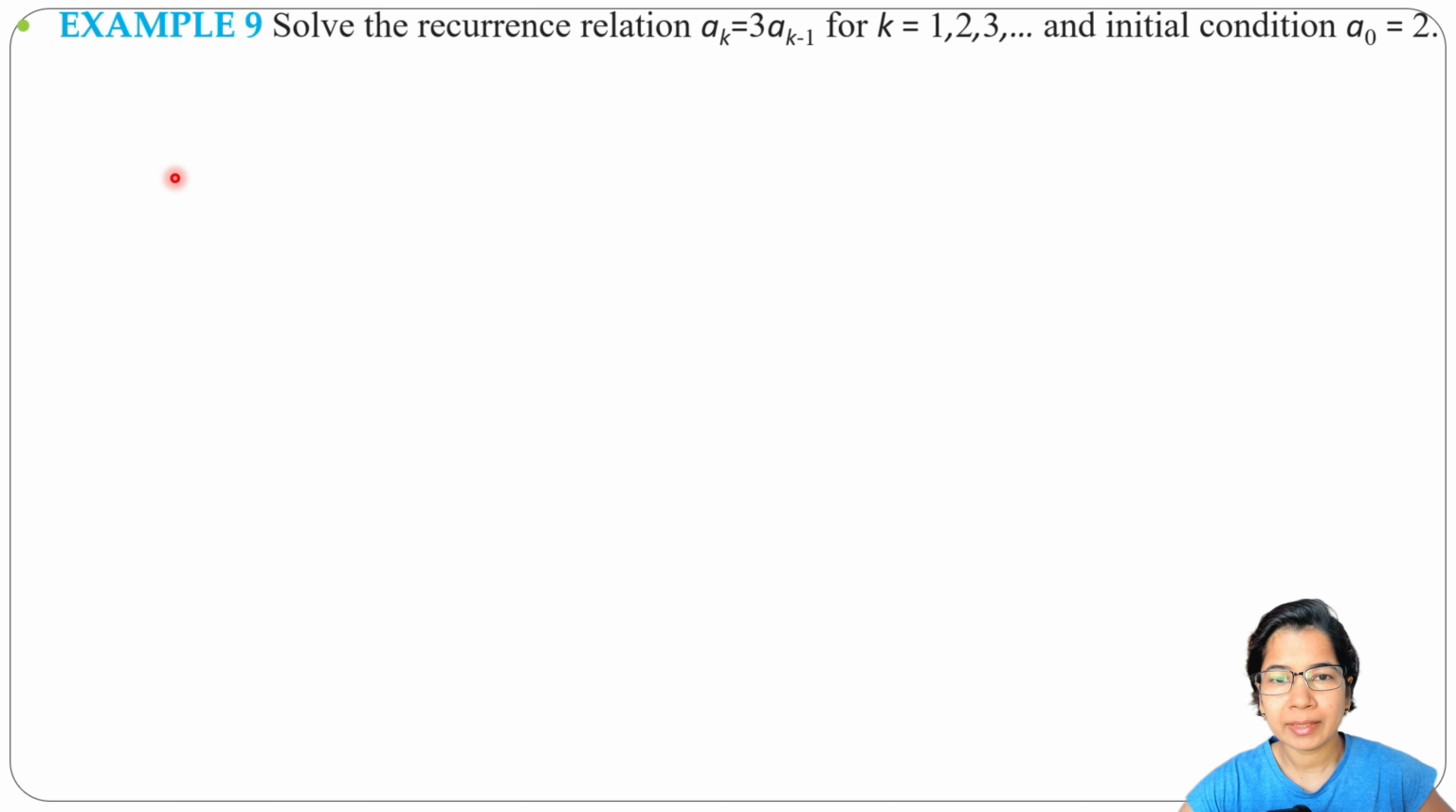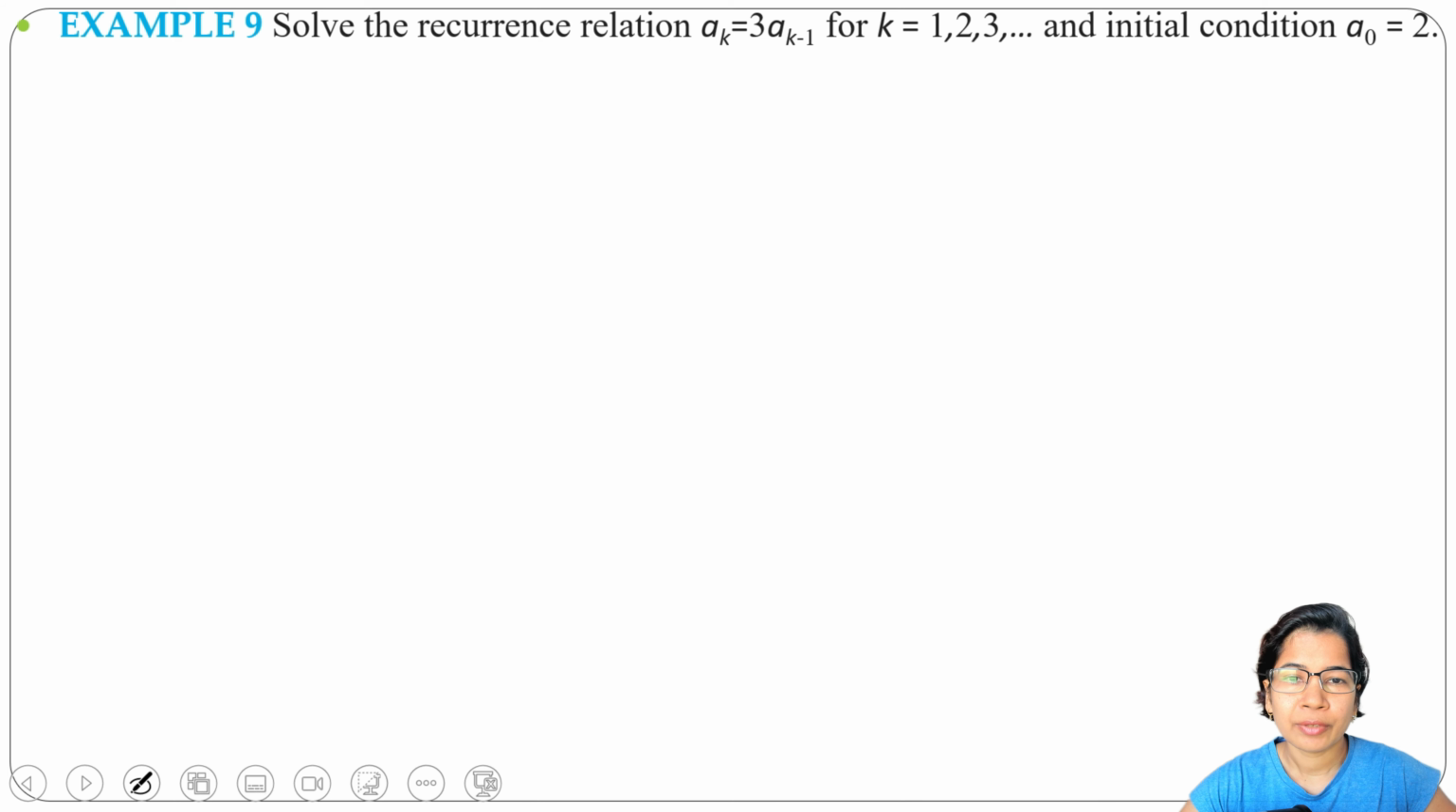Hey everyone, in generative function I already discussed what is generative function, different formulas of generative function and lots of examples. Let's see some more examples of generative function. Example 9, solve the recurrence relation ak equals 3a(k-1) for k equals 1, 2, 3 till infinite, with the initial condition a0 equals 2. So you need to solve this recurrence relation using the generative function.